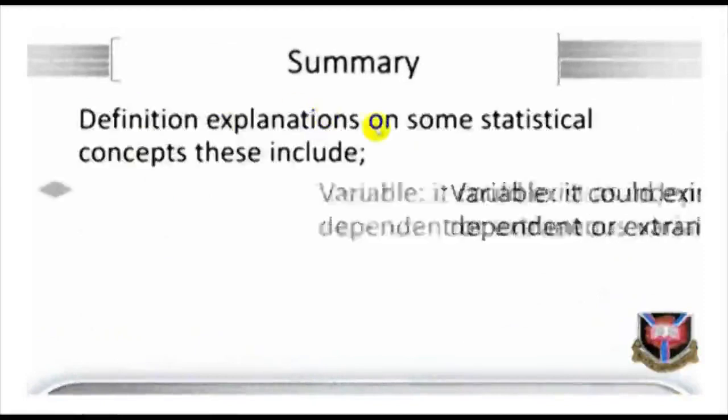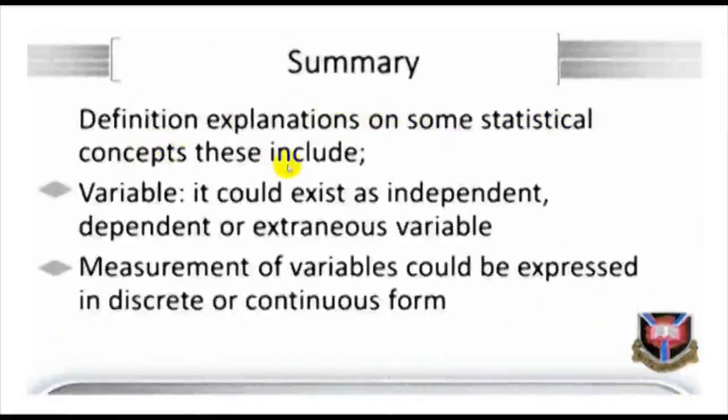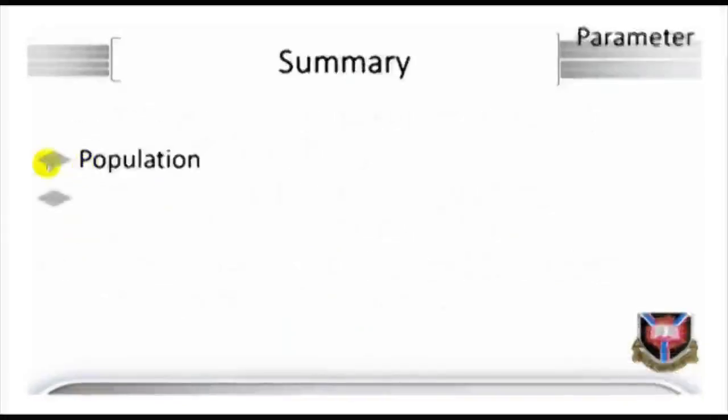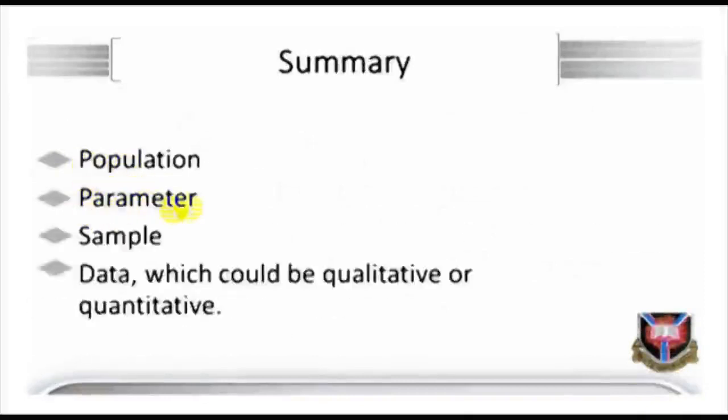Study session summary. In this study session, we defined and provided explanations on some statistical concepts. Anything that can change in value or form is referred to as a variable. It could exist as independent, dependent, or extraneous variable. Measurement of variables could be expressed in discrete or whole number form, as well as in continuous form or measures with decimals or fractions. A collection of objects with similar features is called a population.